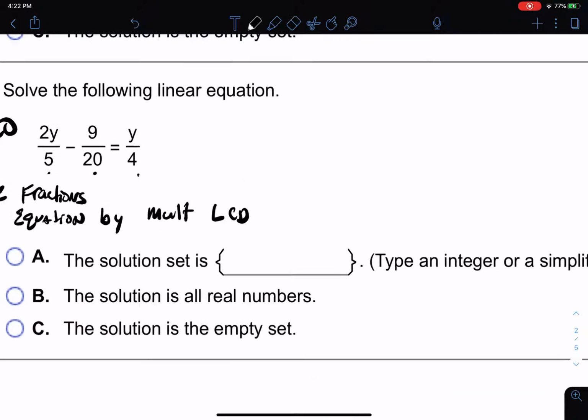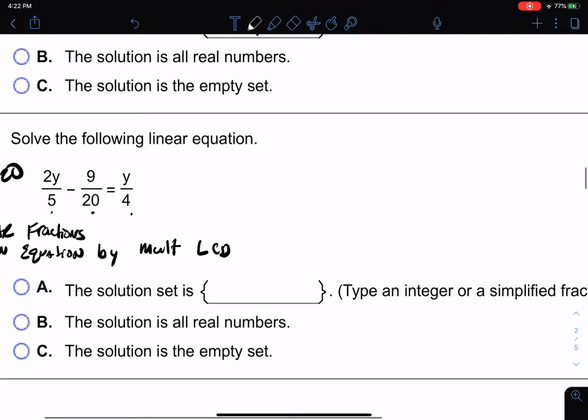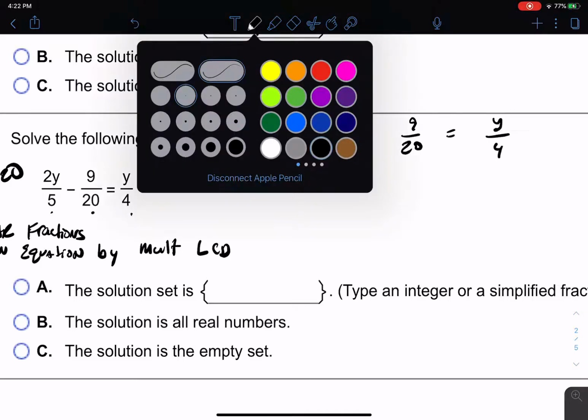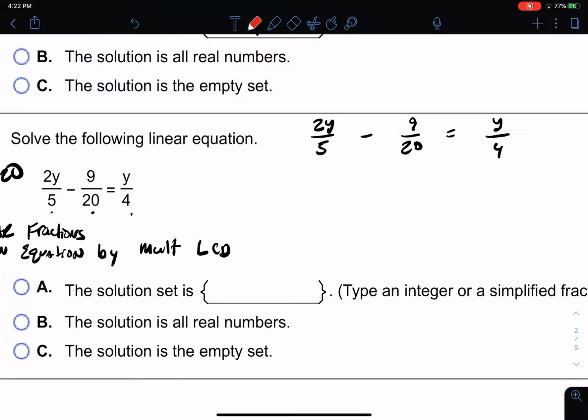Let me see if I can rewrite this over here. Say 2y over 5, then minus 9 over 20, equals y over 4. And what did I say? I wanted to multiply both sides of the equation by the LCD. So that means multiply the left side by 20. I'm going to distribute to both terms. I distributed 20 to this term and then this term, and on the right side of the equation, I must multiply this also by 20.